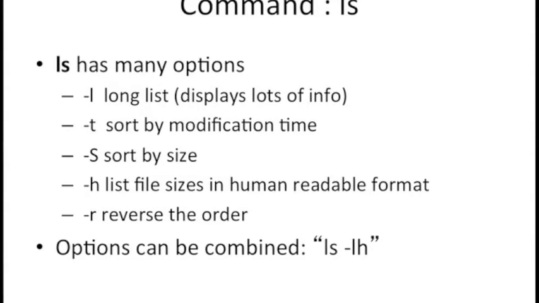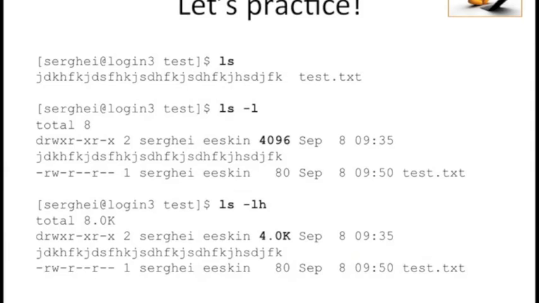The good thing is you can combine the options. For example, if you want to see the long list as well as the human readable format, please combine -l and h, and that will do it for you, right? Let's see the example.